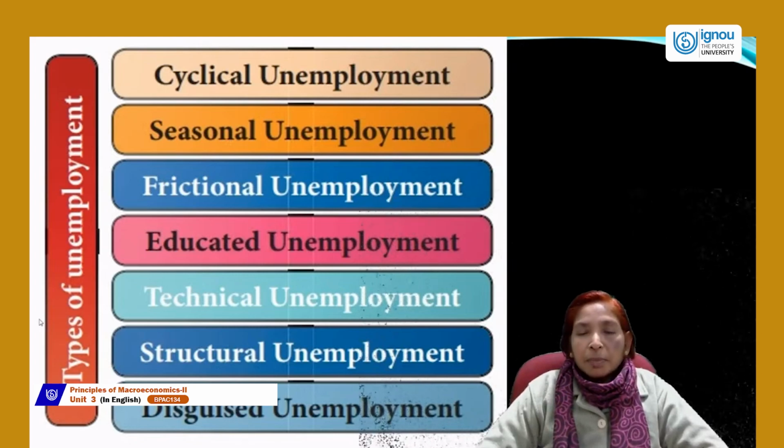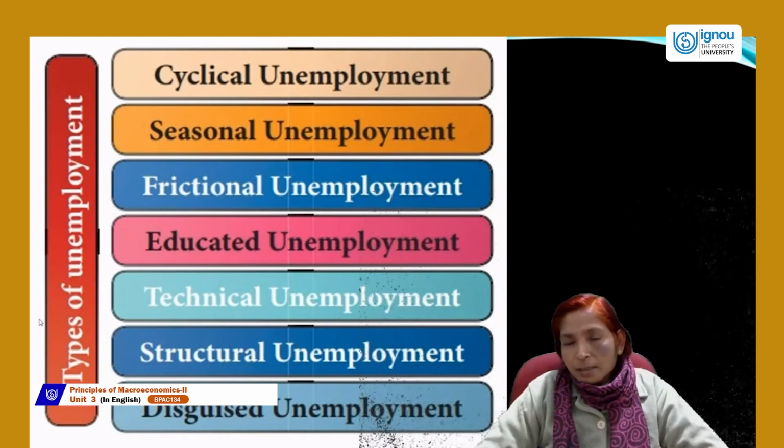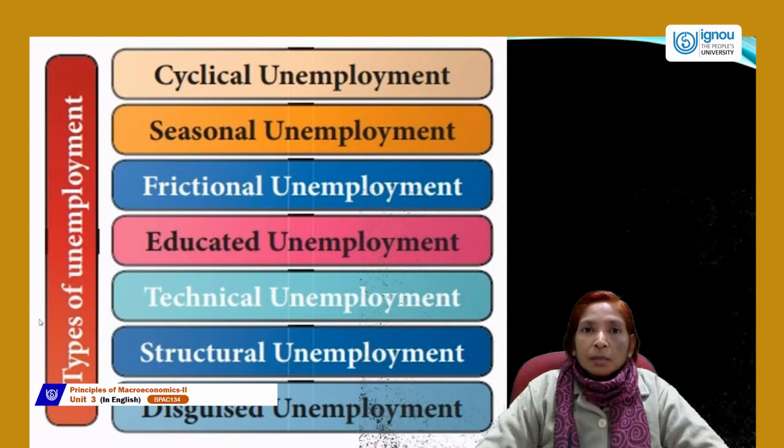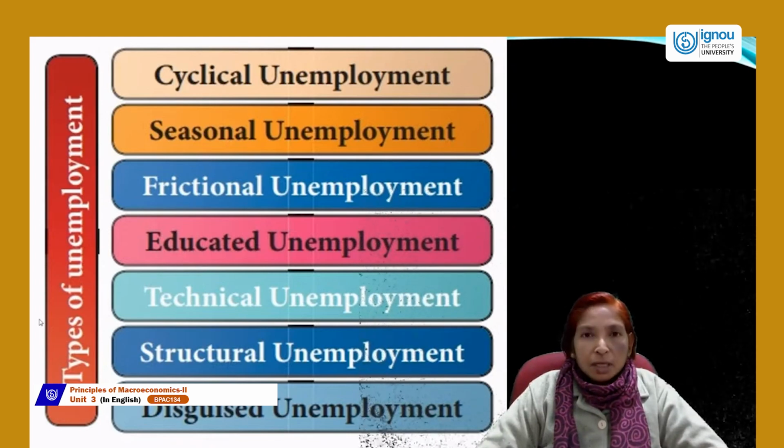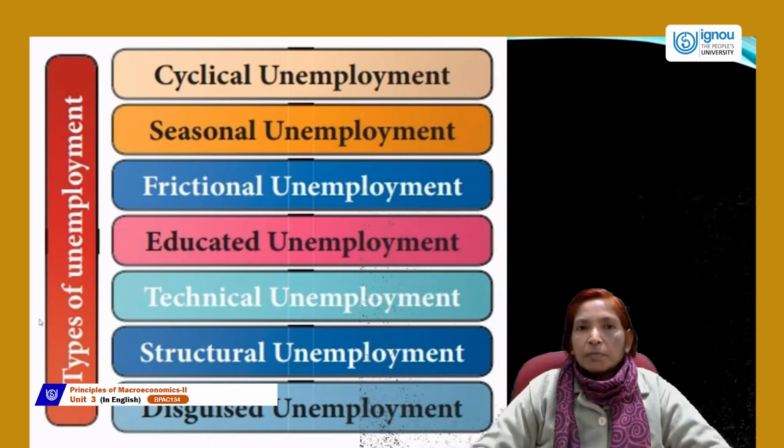And if a depression or recession situation exists in an economy, then people will be unemployed because producers will be discouraged from producing more goods and services. When production falls, the employment level will also fall. So cyclical unemployment depends upon business cycles. And business cycles have four stages: boom, recession, depression, and recovery. And it occurs over a time period.